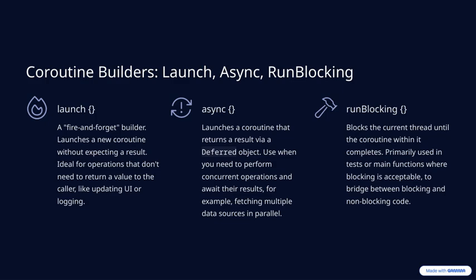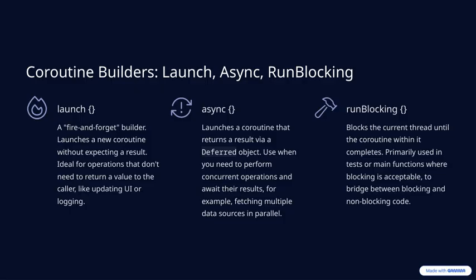Let's take a closer look at the main coroutine builders: launch, async, and runBlocking. Starting with launch, this is what I call a fire and forget builder. It launches a new coroutine without expecting any result back. It's ideal for operations where you don't need to return anything to the caller, like updating the UI or logging information.